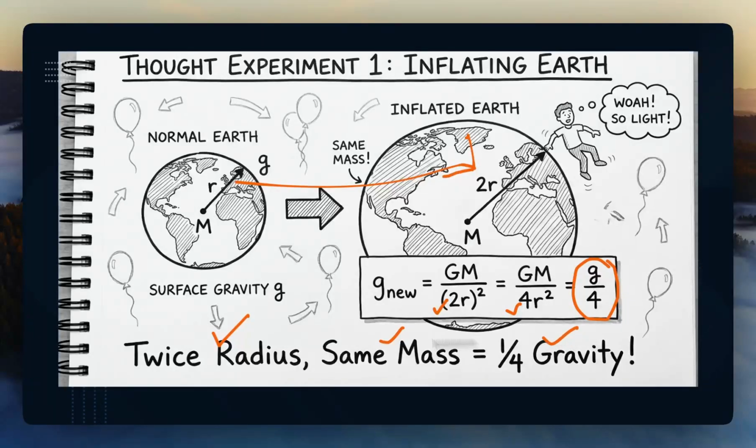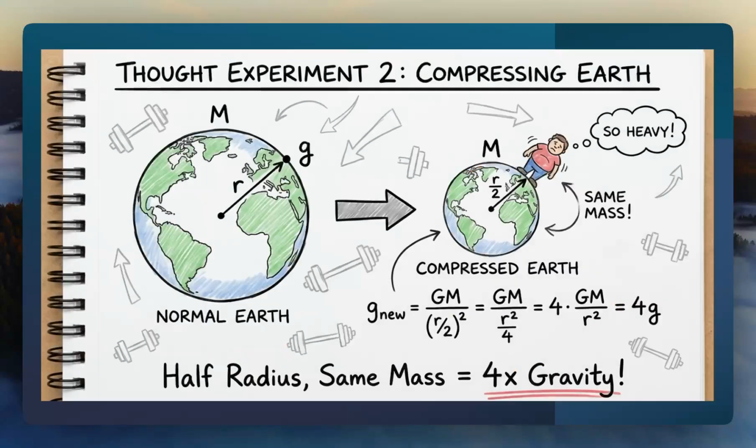Now let's go the other direction. Take all of Earth's mass and compress it down to half its current radius. You're now standing closer to all that matter. The radius halved, so r squared becomes 1/4. Divide by a smaller number, and surface gravity quadruples. You'd weigh 4 times as much. Same mass, smaller planet, more gravity.